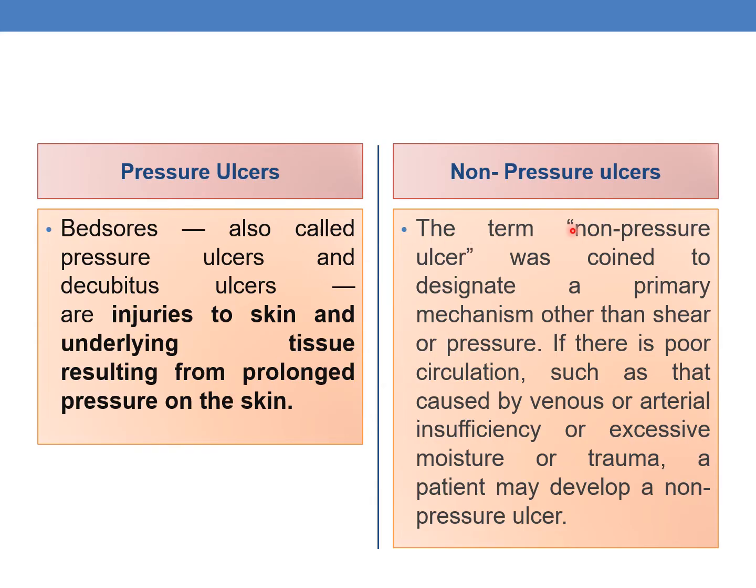Now coming to non-pressure ulcers. The term non-pressure ulcer was coined to designate a primary mechanism other than shear or pressure. As the term indicates, the primary mechanism is not pressure in these ulcers. It may be poor circulation, such as that caused by venous or arterial insufficiency, or excessive moisture, or trauma, or poor healing as in the case of diabetic patients. All these things may result in non-pressure ulcers.